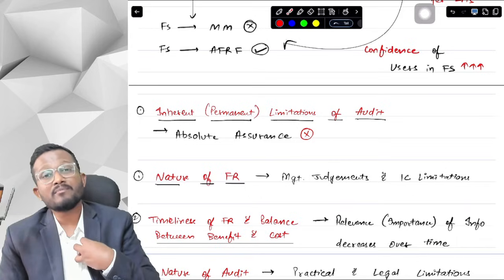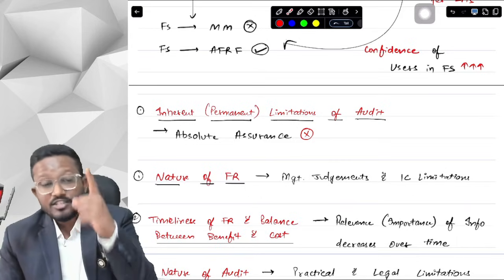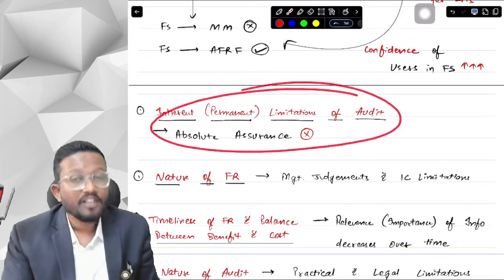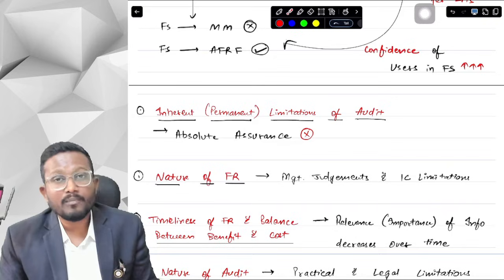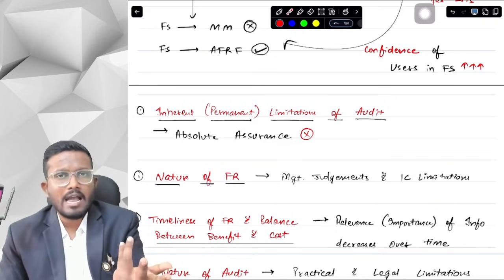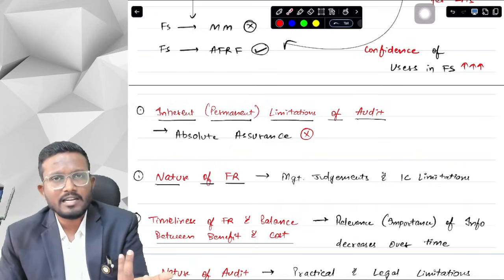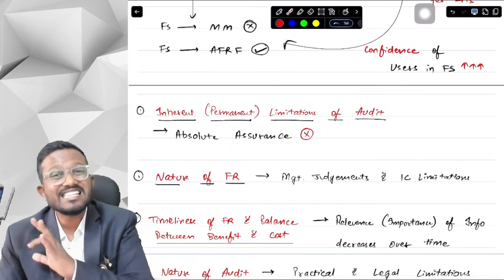And as an auditor, I am saying, see, management, there is an inherent limitation of audit. That's why I was not able to obtain sufficient and appropriate audit evidence. That's why I am not able to obtain persuasive evidence. So basically, I am not responsible for any fraud that is detected after my audit. So this is not the case.